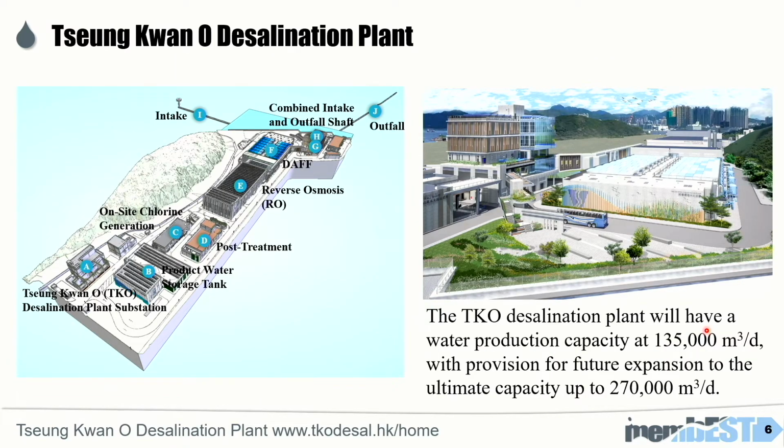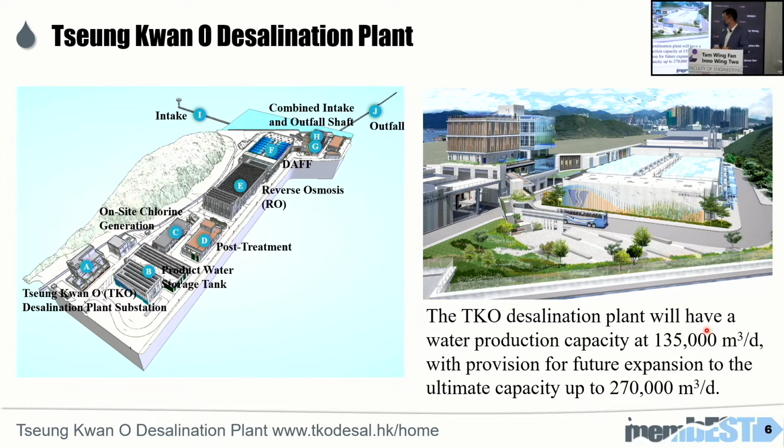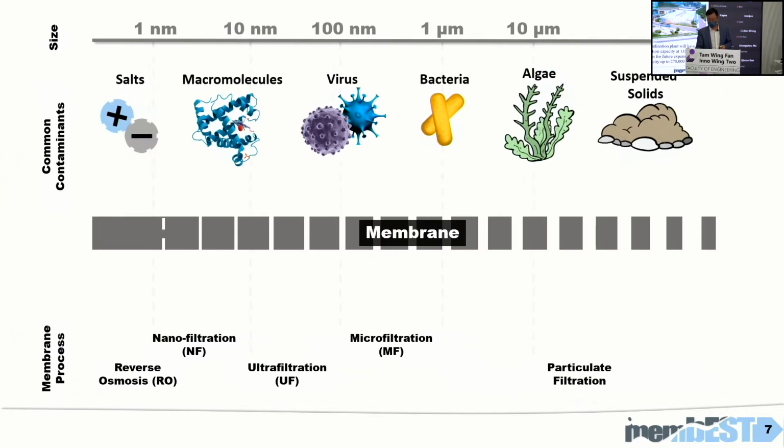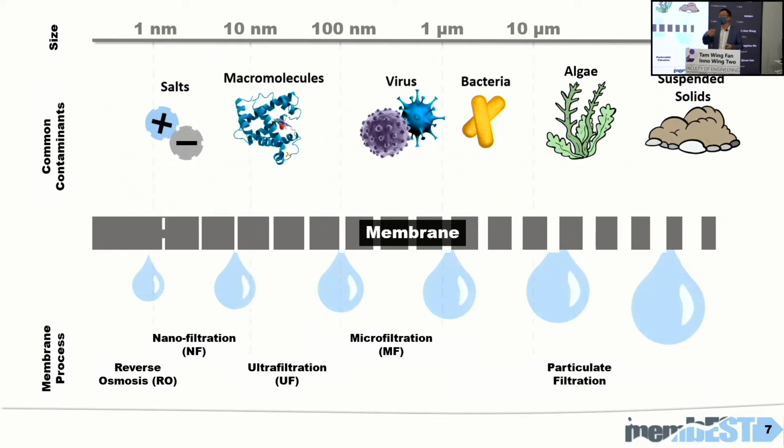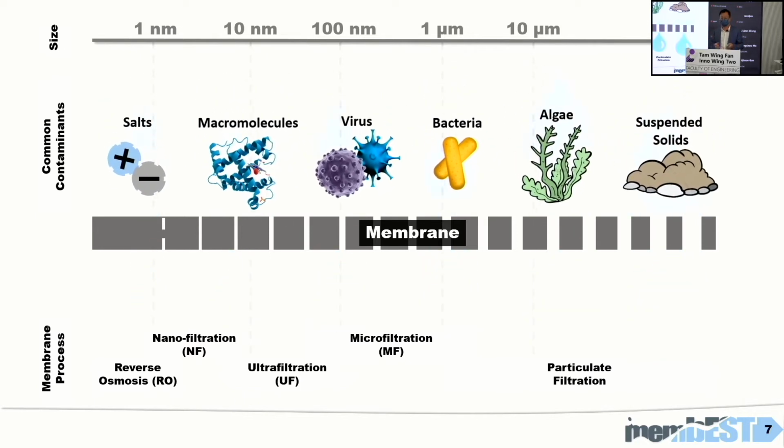Here you can see the layout of the planned desalination plants in Hong Kong at Tseung Kwan O. Once built, the initial phase will supply 5% of drinking water in Hong Kong. And when it's fully completed, it will provide 10% of Hong Kong's drinking water supply. So as I mentioned, membrane could play a key role in providing this kind of alternative water supplies.